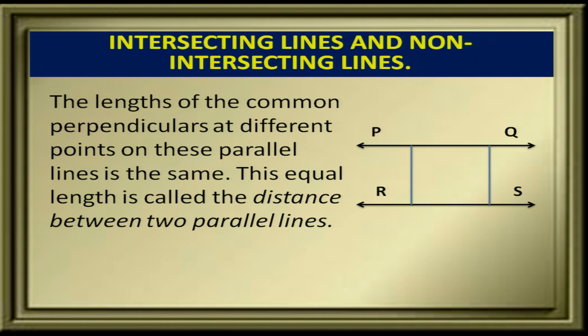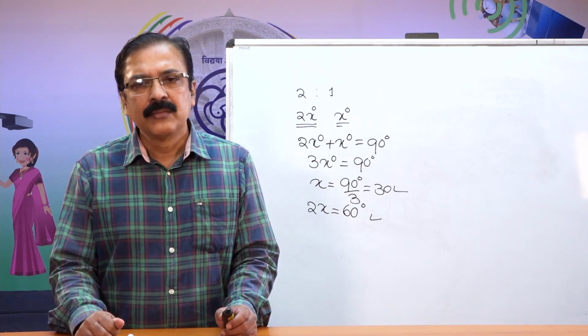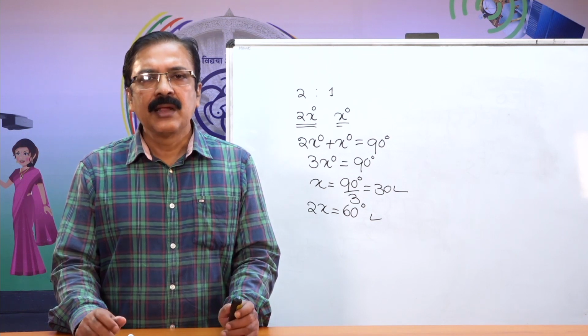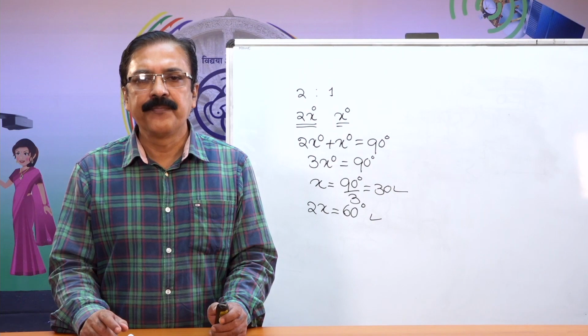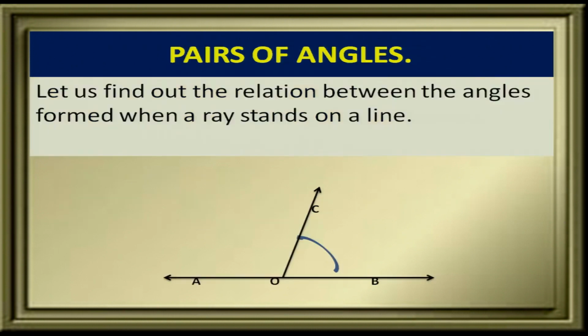Similarly, this line is called the common perpendicular to both PQ and RS. If we draw another perpendicular from another point of PQ on RS, both the lengths will be the same. So this equal length is called the distance between two parallel lines.